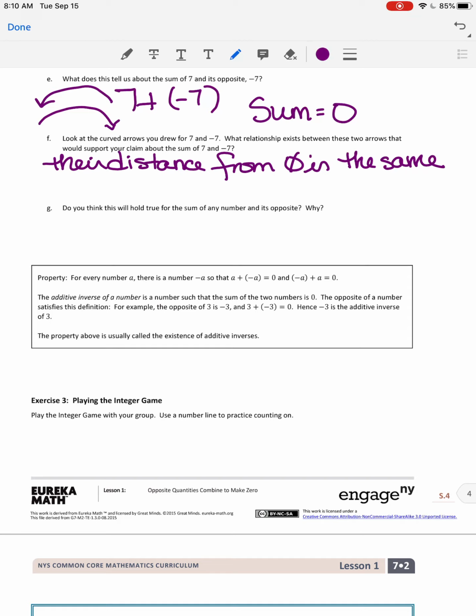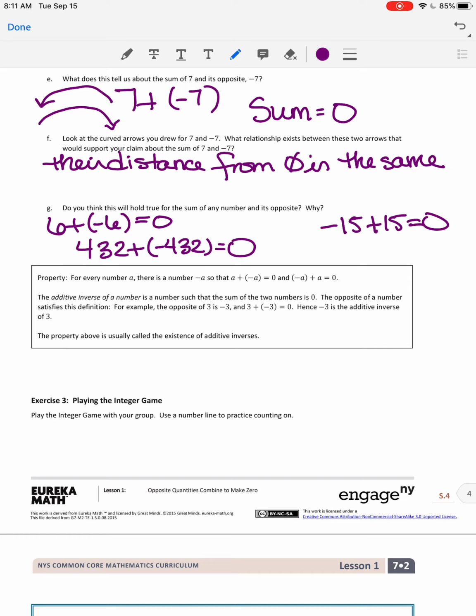So now, ask yourself, do you think this will hold true for the sum of any number and its opposite? Well, why? If I add 6 plus negative 6, or 432 plus negative 432, or negative 15 plus 15, will I always get 0? Well, why do you think so? If you said yes, you will always get 0, you are absolutely right.